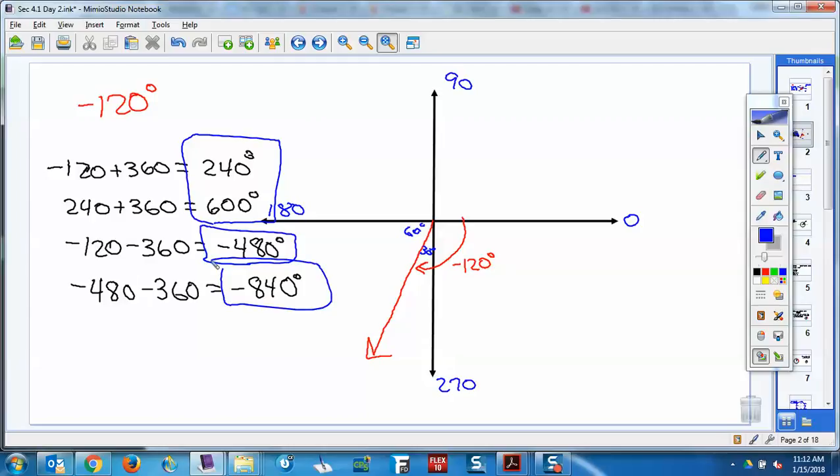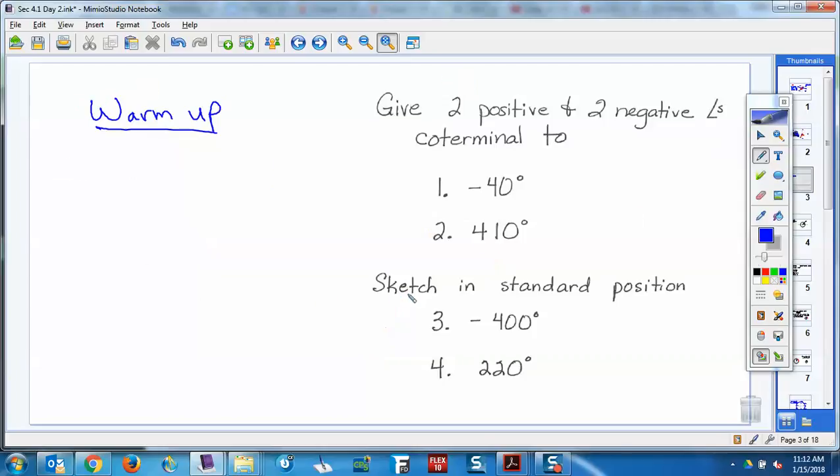Okay, any questions on that? Okay, pretty simple really. Coterminal means they share the same terminal side, so they are equivalent as far as where their position is. They're not equivalent in number of rotations, but they're equivalent as far as where their terminal side is. Okay, so let's go ahead and just do this real quick, just to practice.